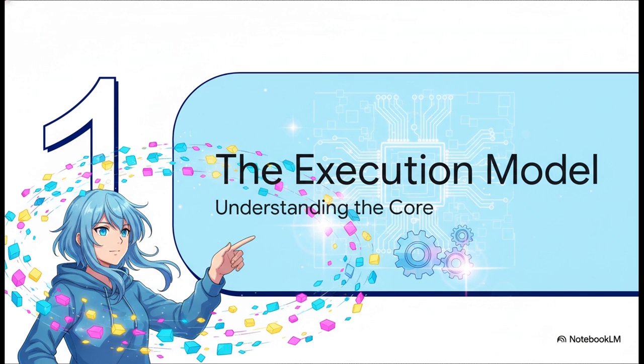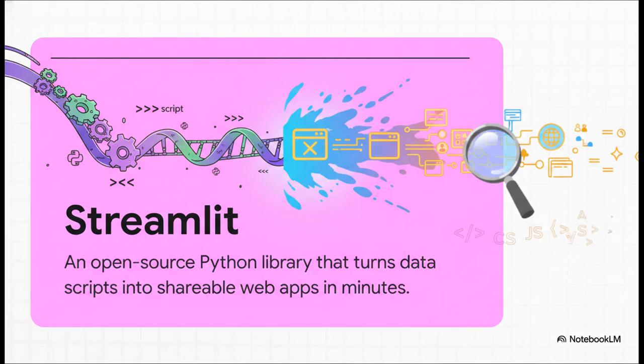Okay, let's start with the single most important concept. Honestly, if you understand this one thing, you understand Streamlit. At its heart, you can think of Streamlit as a translator. It takes your standard Python data script and, almost like magic, turns it into an interactive web application. This lets you stay focused entirely on the data and logic without ever touching HTML, CSS, or JavaScript.